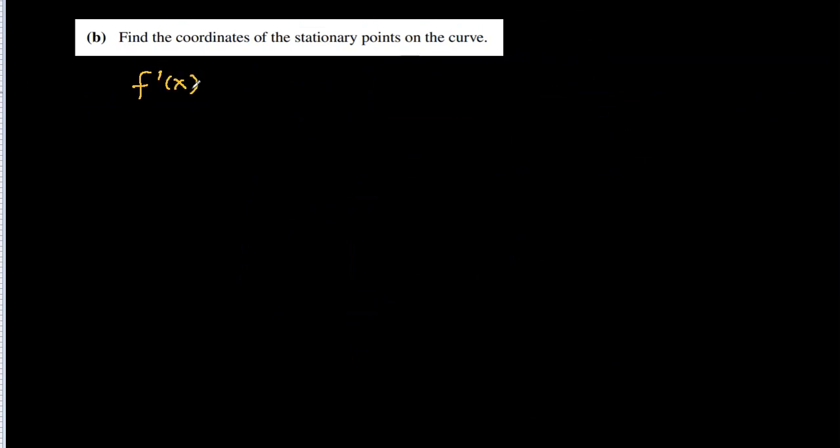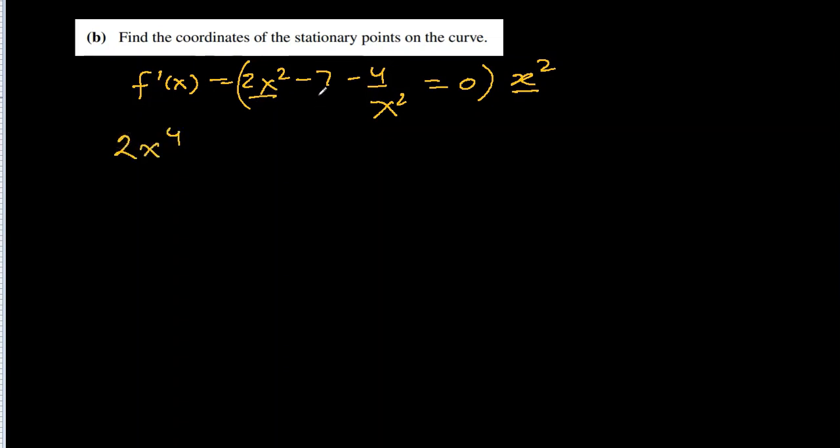f prime x equals 2x squared minus 7 minus 4 over x squared, and that has to be equal to 0. Now in this equation we can see that we have a denominator x squared with one of the terms, so let's multiply the whole equation by x squared so that this x squared is taken care of. So x squared multiplied by 2x to the power 2 will be 2x to the power 4. Minus 7 multiplied by x squared is minus 7x squared, and minus 4 over x squared cancels. We are left with just minus 4, and this becomes our equation, which is like a quadratic equation.